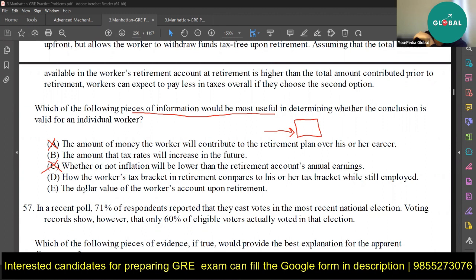Come to E, the dollar value of the worker's account upon retirement. So again, it is out of context, not giving any information whether the first option is good or the second option is good.